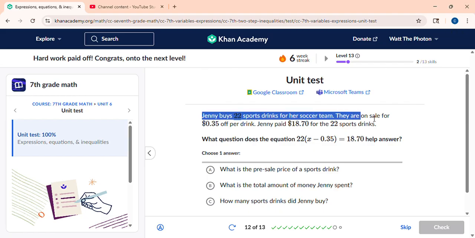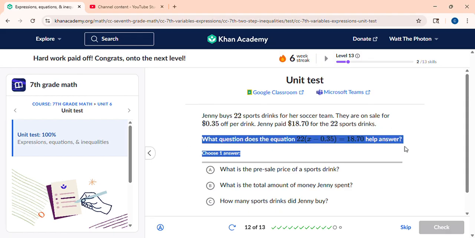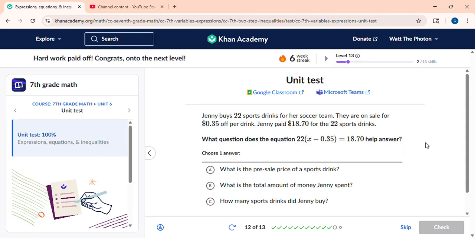So Jenny offers to buy 22 sports drinks. They are on sale for 0.35 cents per drink. Jenny paid $18.70 for 22 sports drinks. What does the equation help us answer? What is the pre-sale price?